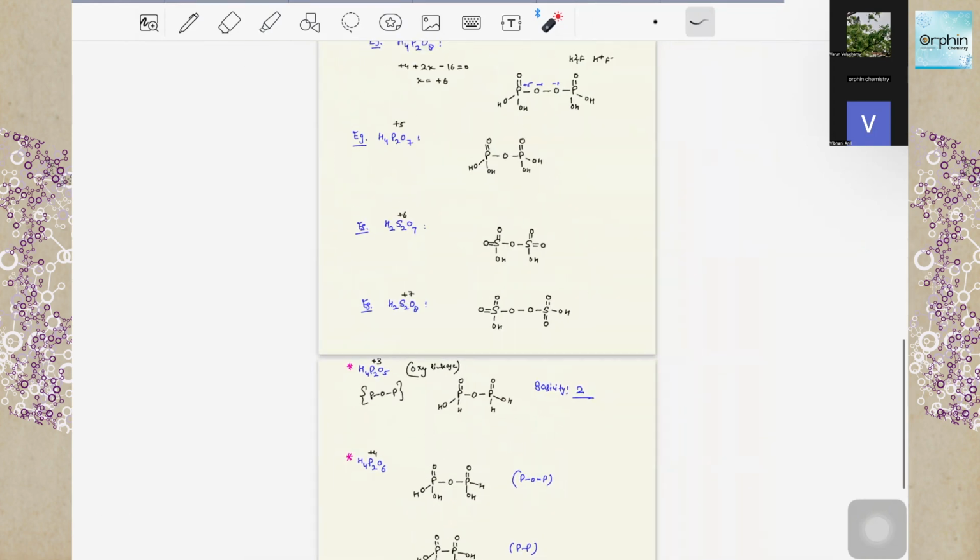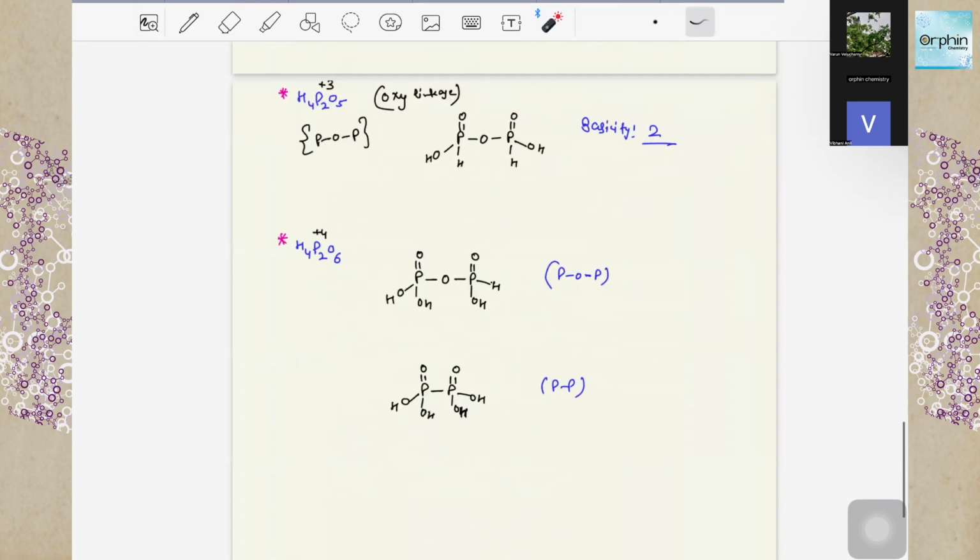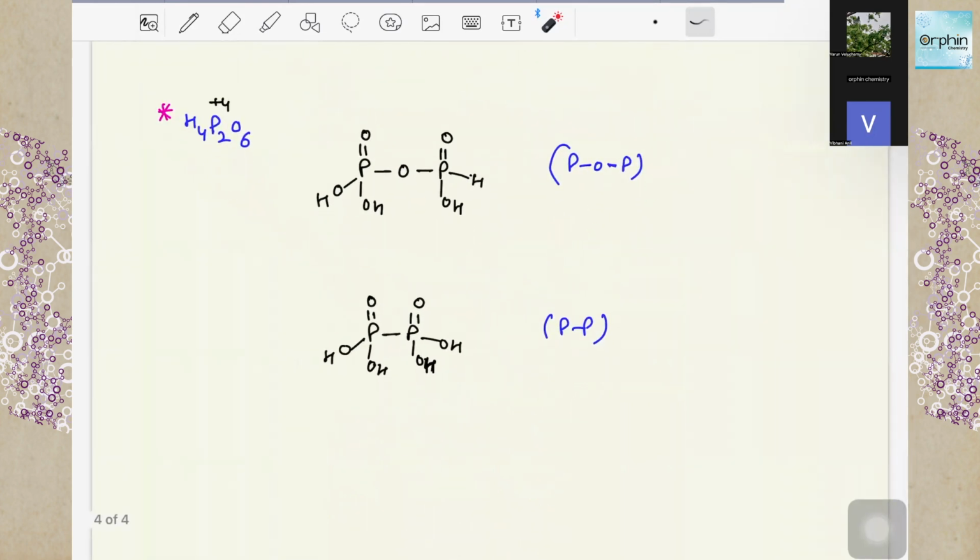These two cases, will you remember? H4P2O5, H4P2O6. Very good. The question can be asked in this way also. Just listen to the question. Is there any oxy linkage in H4P2O6 where basicity is 3? So yes, if the basicity is 3, then POP linkage is there. If the basicity is 4, then PP linkage is there. Right?